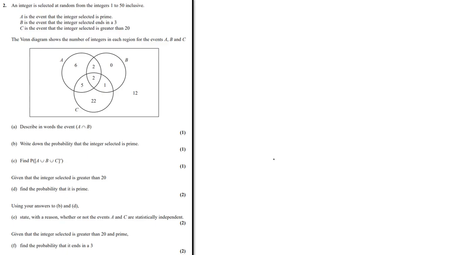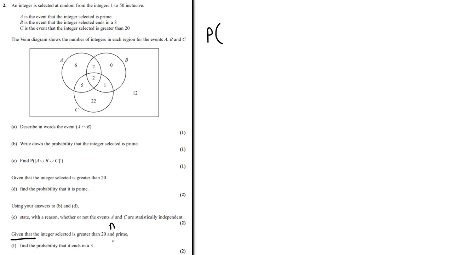How would we do this? Well, we need to understand what the question's actually asking for here. So again, we see this word given, so we know we're going to be conditioning, and we know we're going to use conditional probability. So looking for the probability of something conditioned on something else. So what are we conditioning on here? So we're conditioning on the fact that this is going to be an integer selected that's greater than 20 and prime. So I see and, so that means we're going to have an intersection here.